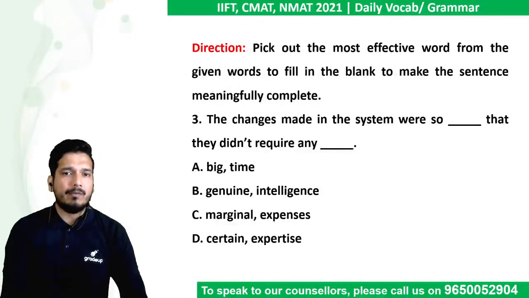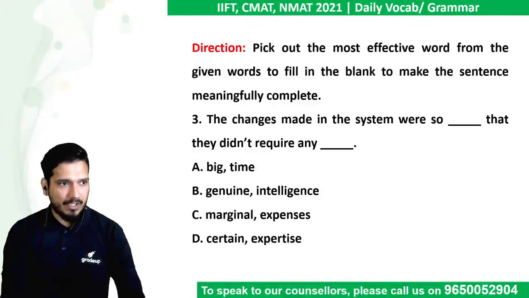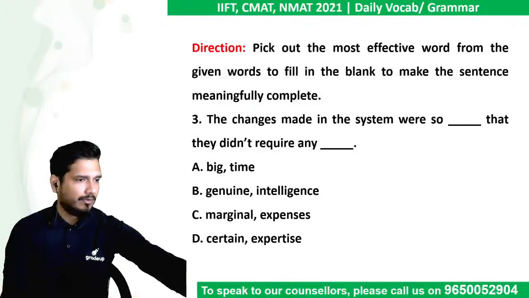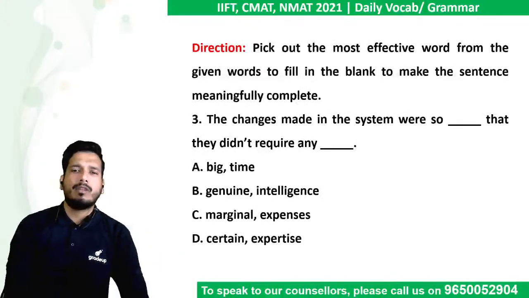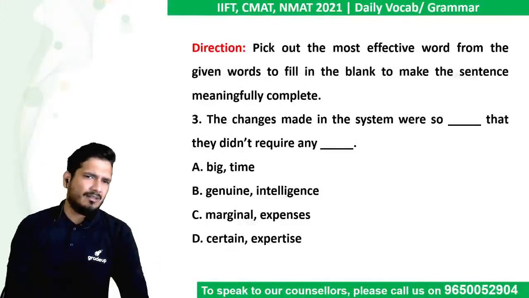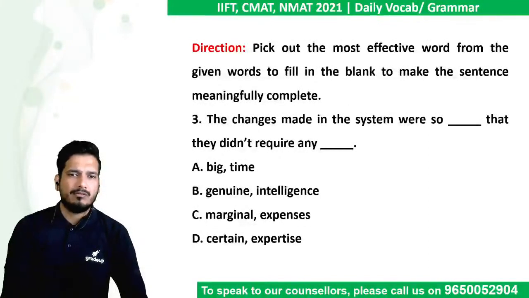Big is to time, genuine is to intelligence, marginal is to expenses, certain is to expertise. Okay, mark your answers now. I think this is an easier question. I don't feel you should be facing any problem with this one specifically.